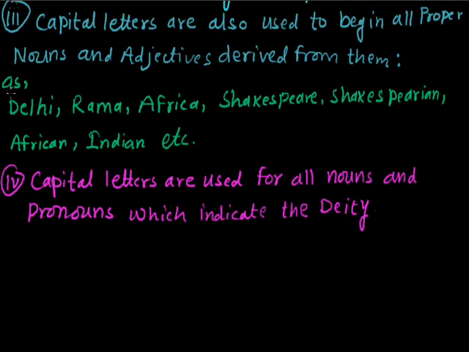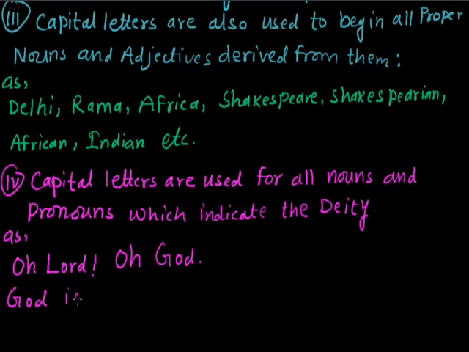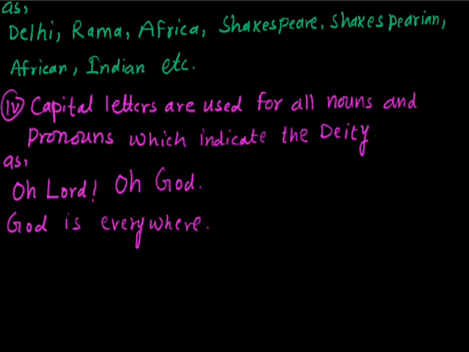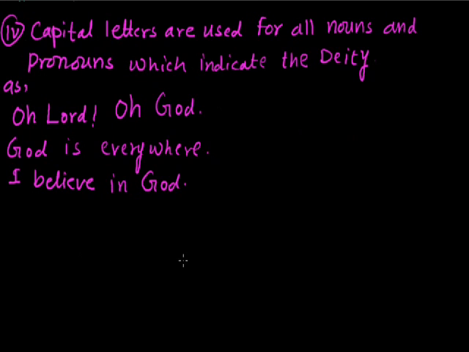So when I say, oh Lord, oh God, G will be in capital letter. When I say God is one or God is everywhere, G will be in the capital letter, even if we are using God in the middle of the sentence or at the end of the sentence. When I say I believe in God, G will be in capital letter. But when I use god in the plural, then I won't use capital letter in the beginning of the word god.